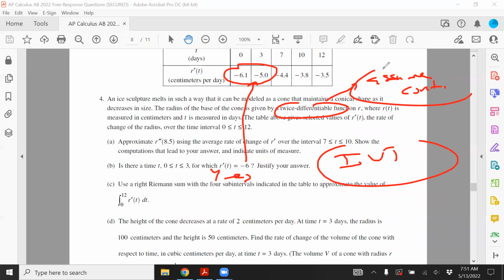For IVT, you could say assume continuity. You also say negative 6 is in between R prime of 0 and R prime of 3. That works too. That's justification. So that's part B. My guess is probably 1 or 2 points, probably 1 point for yes, 1 point for the reasoning.